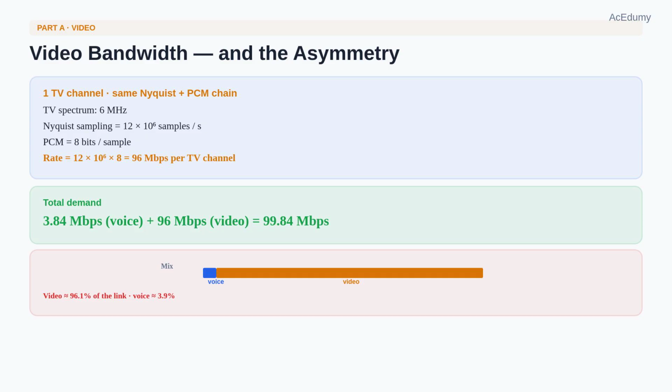Add the streams up. 3.84 megabits for voice plus 96 megabits for video equals about 99.84 megabits per second total. Notice immediately how dominant the video is, over 96% of the total, and the voice is the round-off noise. This is the typical asymmetry whenever video shares a link with anything else.